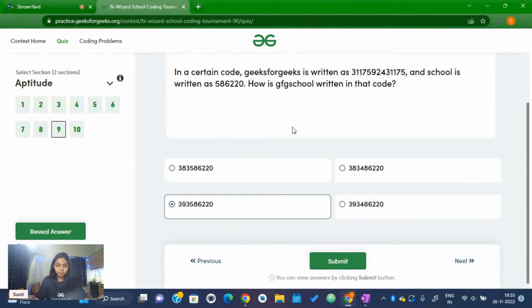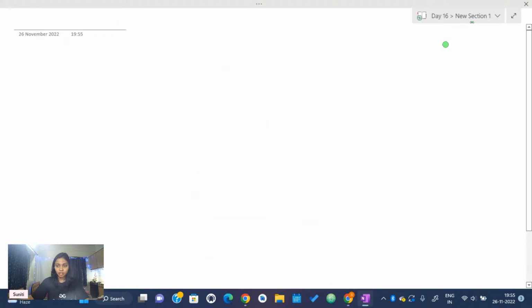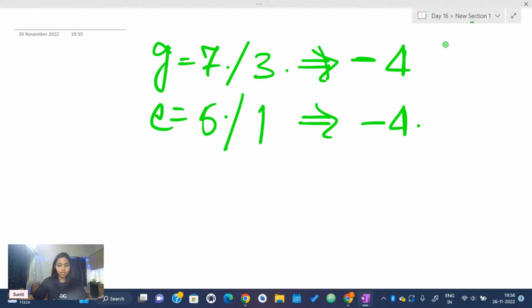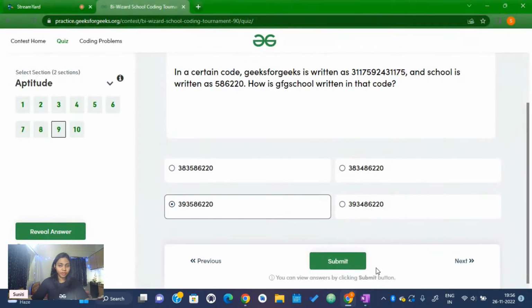Next we have, in a certain code, Geeks for Geeks is written as this and school is written as this. How is GFG school written in that code? As you can observe, G is written as 3. E is written as 1. E again is written as 1. Now, if G is written as 3, in the alphabet G is the letter number 7. E is the letter number 5. G is written as 3, E is written as 1. It means we are subtracting 4 from the actual value of the letter, right? In that way the values have been assigned.